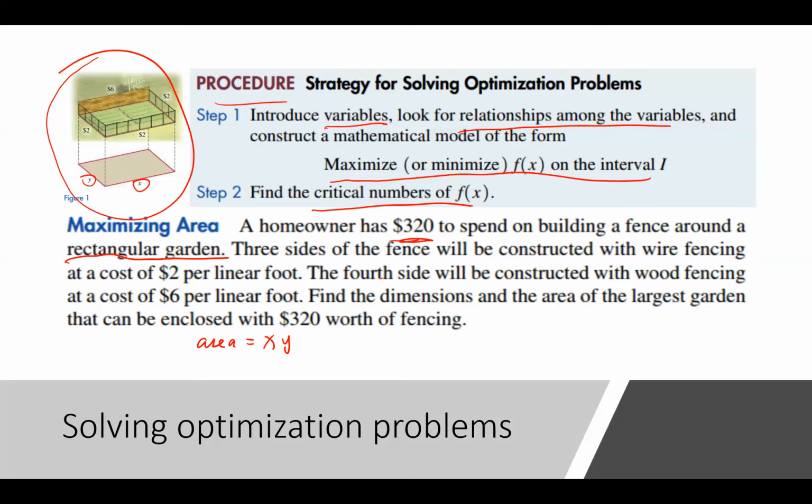The question further says that three sides of the fence will be constructed with fencing at a cost of $2 per linear foot. What this means is that this is the cost per unit, and here we have marked the cost per unit. So three sides are 2, and then the fourth side will be 6 per linear foot, or per unit. So this has something to do with the cost. This xy represents the area, and these numbers represent the cost per unit.